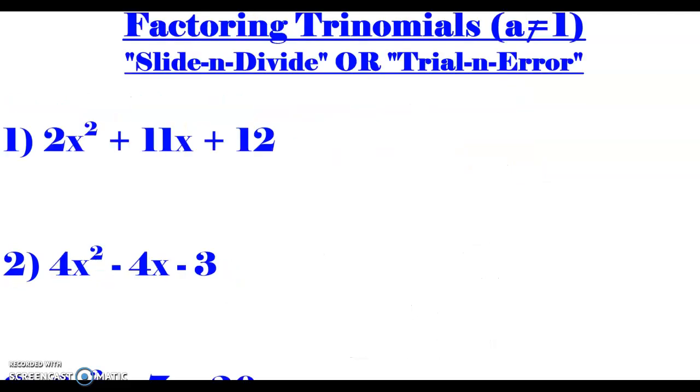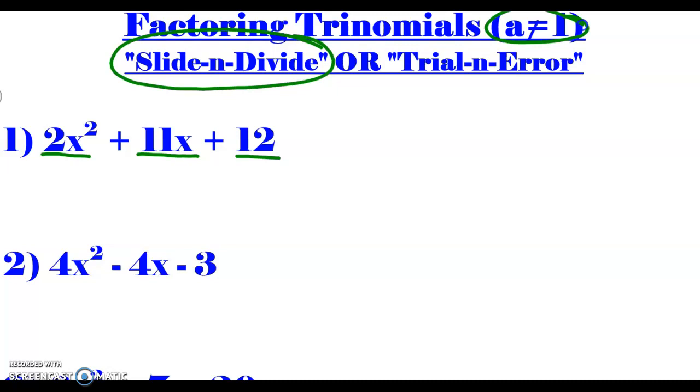All right, so now we can see we've got a quadratic trinomial where a is not equal to 1. If I look here, a is 2, but 2 doesn't go into 11, so that's not going to work out. So I need another method. There are lots of methods if you look them up. I'm going to go with slide and divide.